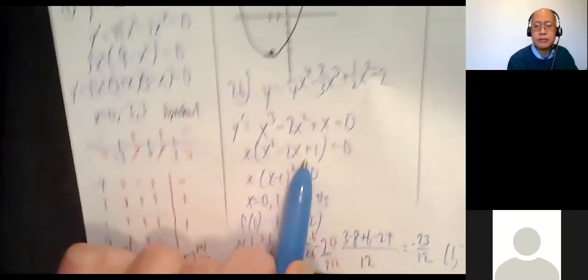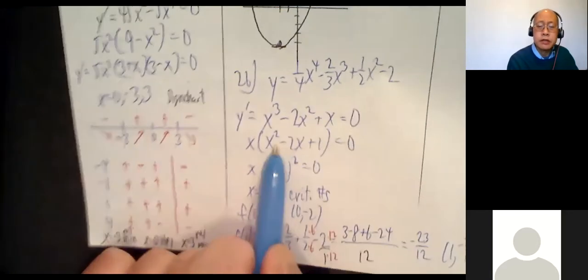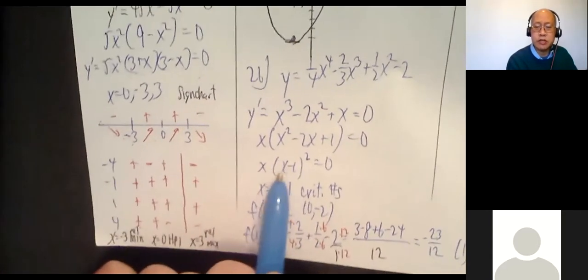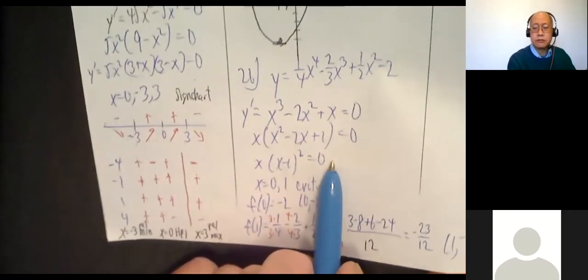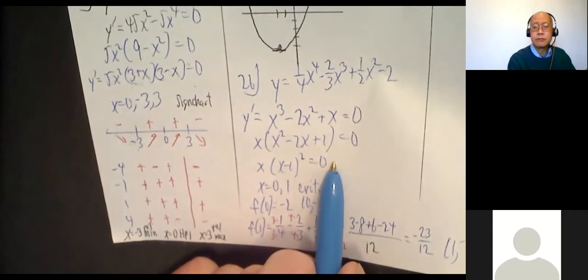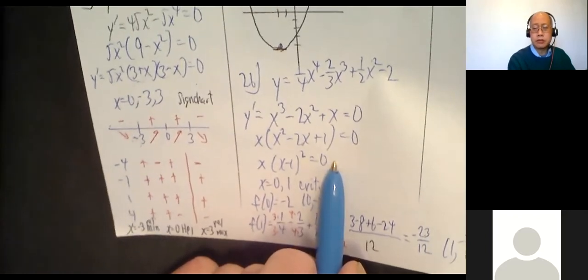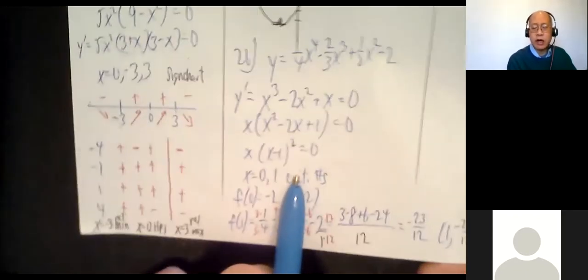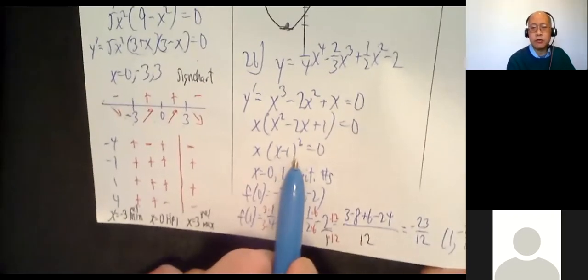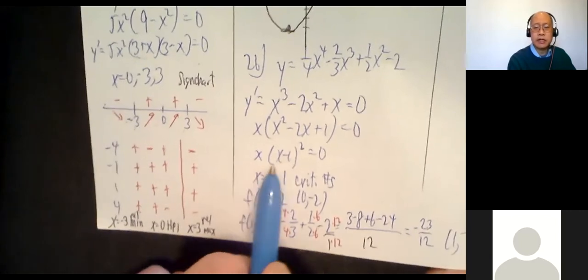Factor out the x. X times x squared minus 2x plus 1 equals 0. This further factors into x minus 1 squared. Okay, so fully factored, x times x minus 1 squared equals 0. So get my critical numbers. Okay, set this equal to 0. I would again set it equal to undefined. This is always well defined, so no worries about that. So either x is 0 or x is 1.